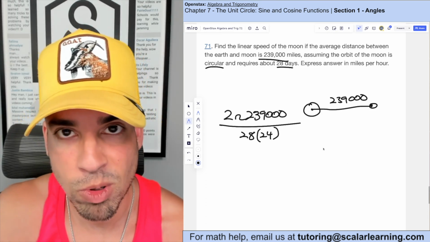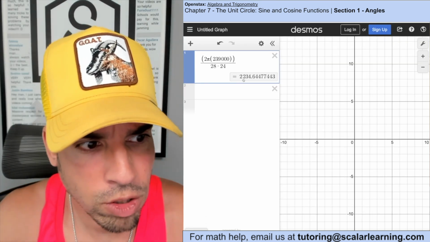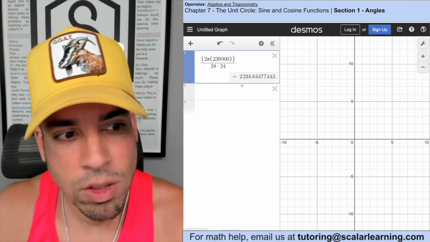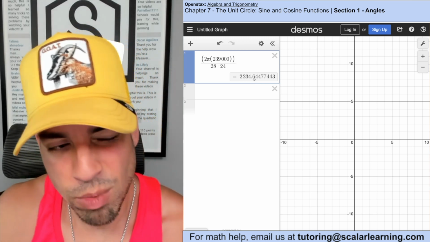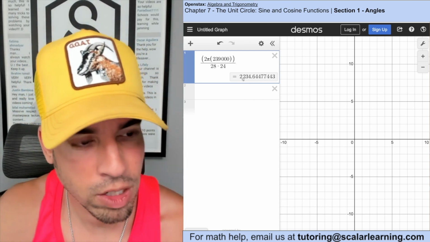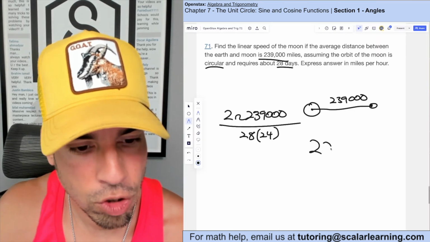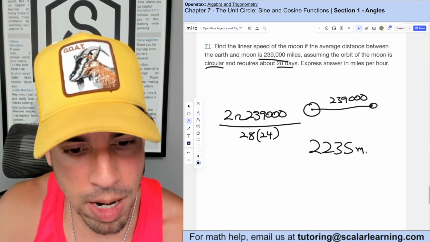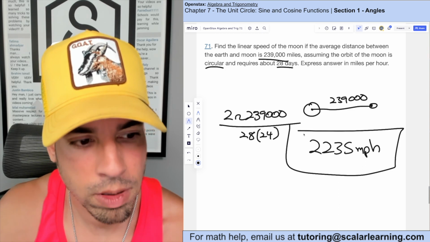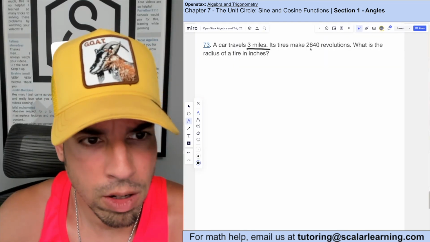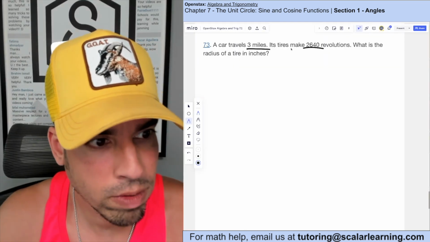Let's plug it into Desmos. And here we get approximately 2,234. And they didn't round up in the back of the book, though it does look like we should probably round up. So I'm going to say 2235. So we'll say 2235 miles per hour. Boom, done.